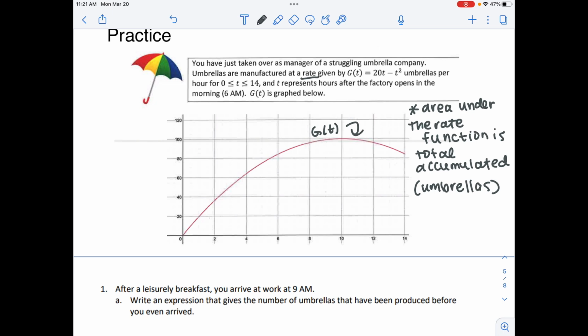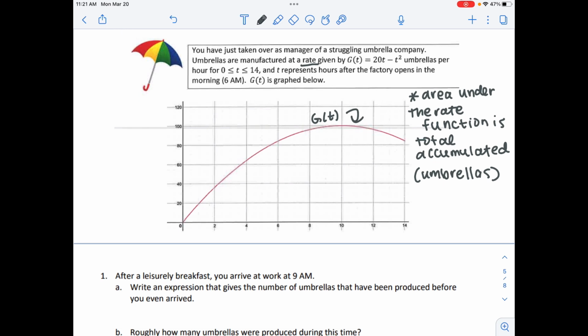And so this says, after a leisurely breakfast, you arrive at 9 a.m. Write an expression that gives you the number of umbrellas that have been produced before you even arrived. So that means I want to find the area under the curve from, they started making umbrellas at 6 a.m., which is just going to be 0, because it says t represents the hours after the factory opens in the morning. So 0 would represent 6 a.m. So then 3 would represent 9 a.m.